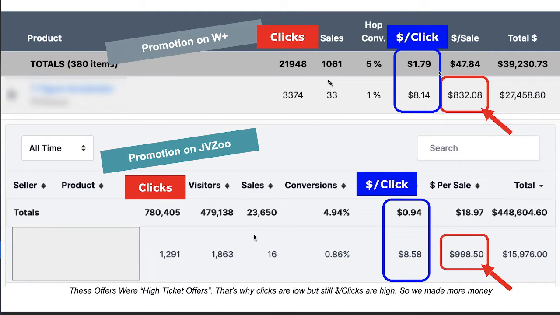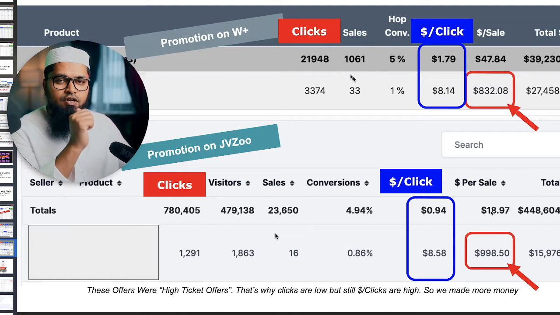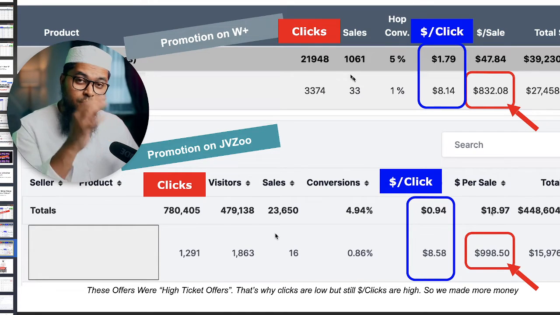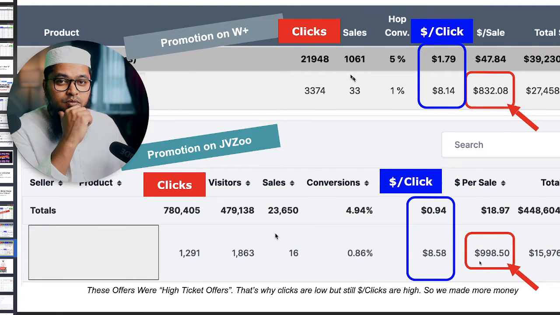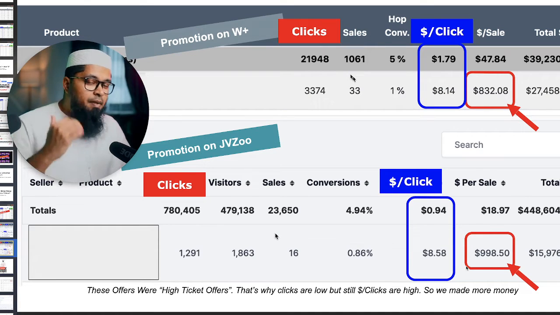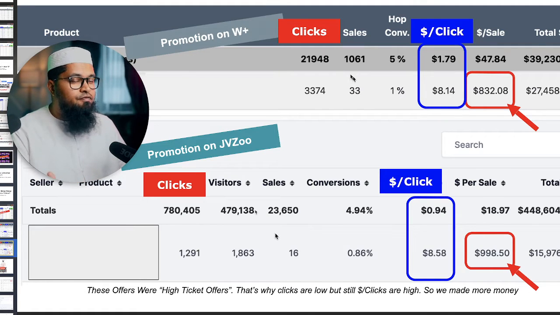Difference was this. These 2 products were high ticket offers. They were not low ticket offers. They were not $27, $17, $80, $90 products. They are $1,000 to $2,000 products. So the commission was 50%, a high commission. This was $800 commission. It was $900 commission. $1,000 commission. That made the profitability through the roof. And with very little traffic, very little effort, we made so much money.